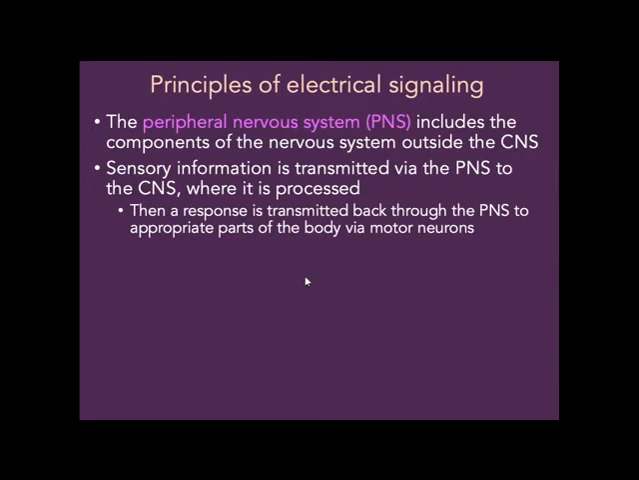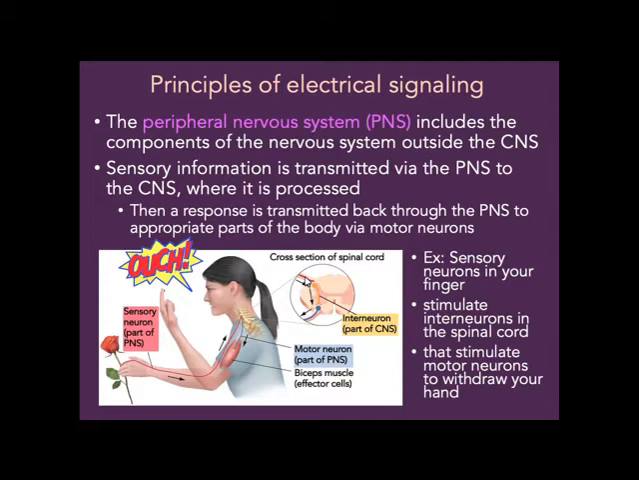The peripheral nervous system, PNS, includes the components of the nervous system that are outside of the central nervous system. So you have sensory information that is transmitted by the peripheral nervous system to the central nervous system where it's processed. And then a response is transmitted back through the peripheral nervous system to the appropriate parts of the body by motor neurons.